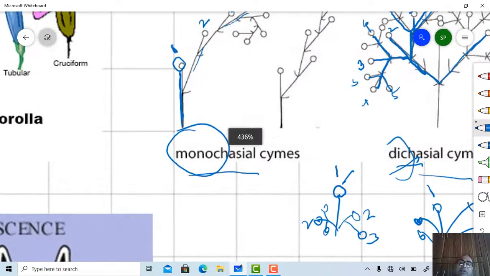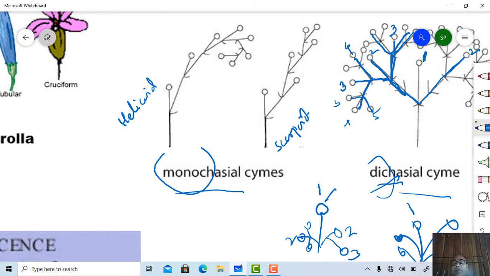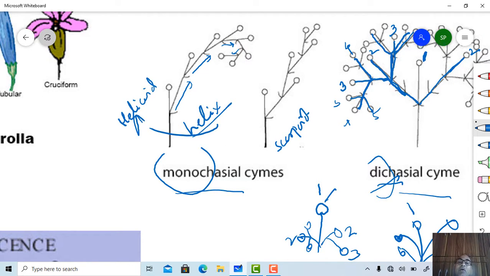In case of monochasial kind of inflorescence, 2 types are again present. The first type is called a helicoid cyme and the other is called a scorpioid cyme, and both types are present in the family Apocynaceae. What is helicoid? Here the flowers are produced in one direction, and due to the production of flowers in one direction, it forms a helix-like structure, and that's why the name helicoid monochasial cyme.